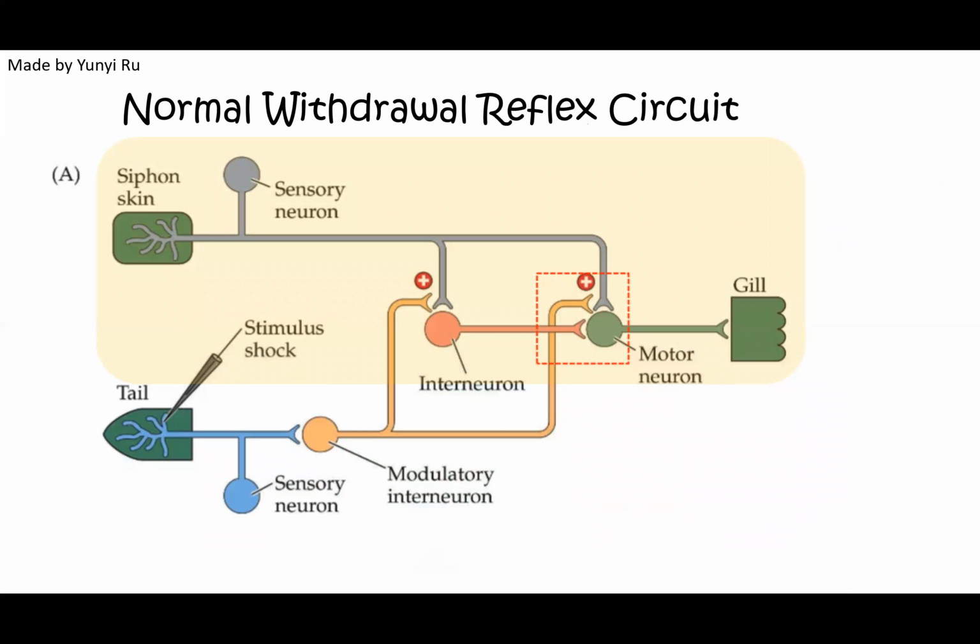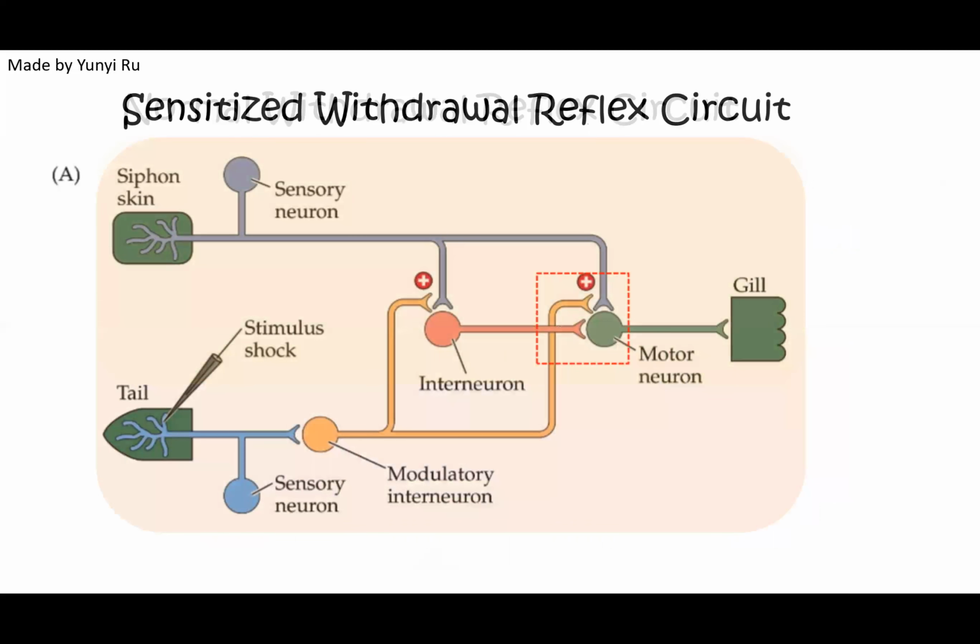As you can see in this graph, in a normal withdrawal reflex, only the blue sensory neuron on the top, the interneuron and the motor neuron are involved in the circuit. However, in a sensitized withdrawal reflex circuit, the sensory neuron innervating the tail and the modulatory interneuron are also involved.